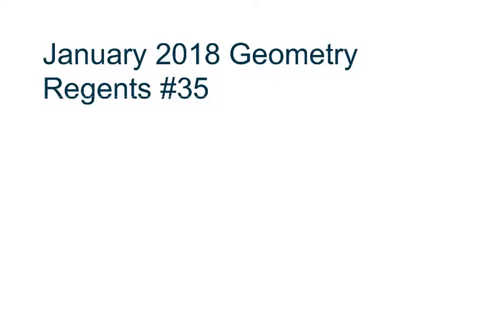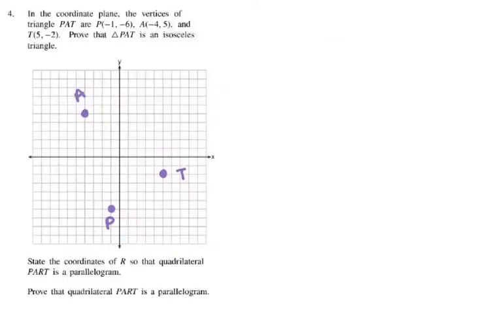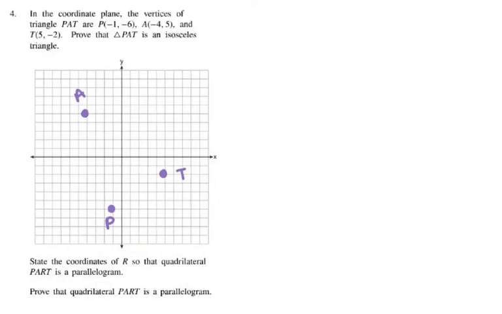This coordinate proof problem was taken from the January 2018 Geometry Regents number 35. In this problem, you want to make sure you're taking the time to plot each point correctly. We want to prove that triangle PAT is an isosceles triangle. To prove an isosceles triangle, you need to show that two sides are congruent. So I'm going to do three distance formulas to show that triangle PAT is an isosceles triangle.